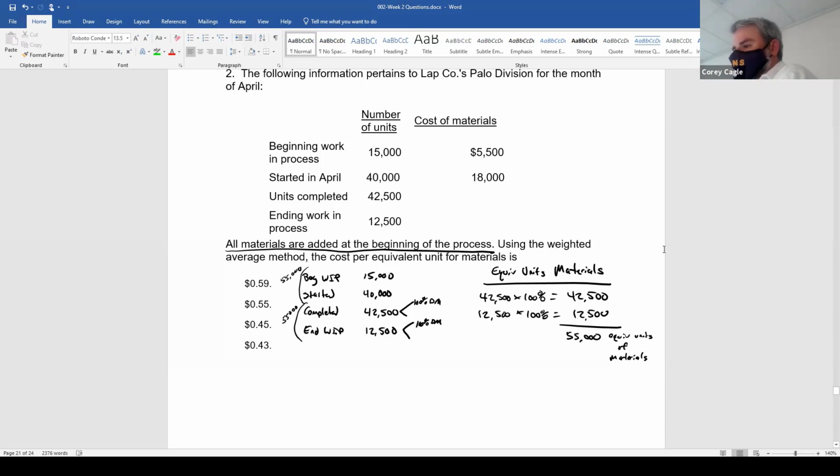So now we're pulling money in. Take every bit of money in the problem that was spent on materials. This and this. Add it up. So 5,500 attached to those beginning units. Another 18,000 added during the period. 23,500. We spent all of that and accomplished 55,000 units of work.